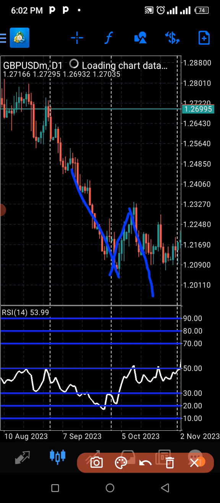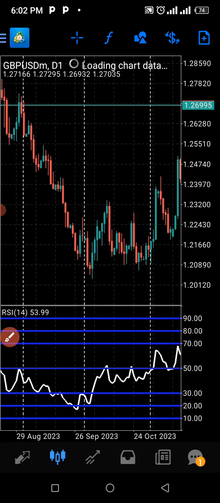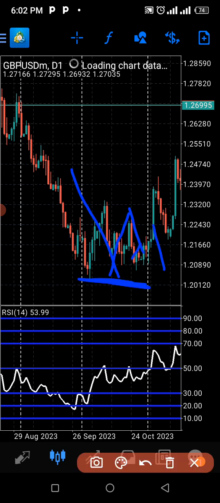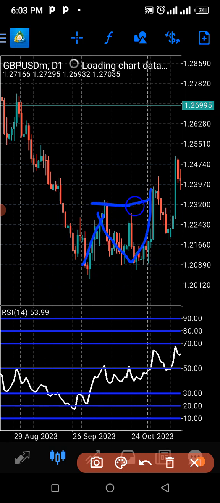From there we discover that the buyers took it up, the sellers pushed it down, but it couldn't take this lower low. Since it couldn't take this lower low, it means the trend is about to change. From this level up, the buyers were able to take it up to this level. Buyer pushes it up here, seller pushes it down, buyer pushes it up. They have broken a structure here.